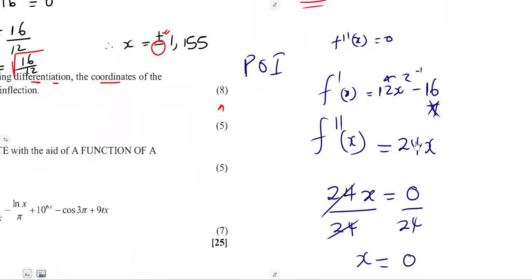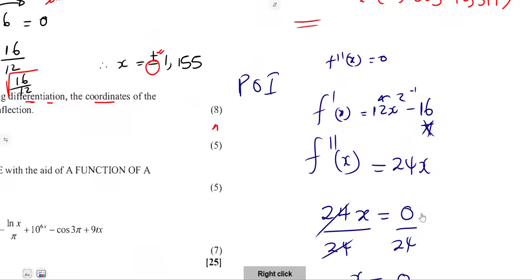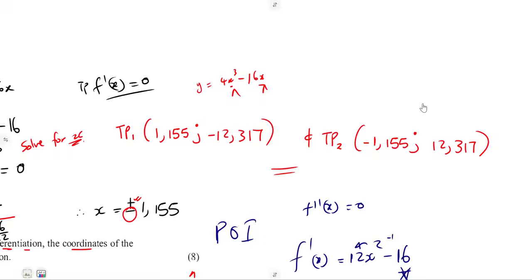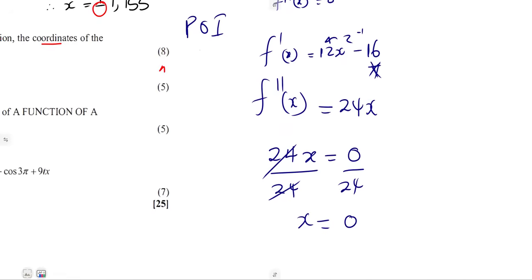You do the same, guys. You substitute this x into the original equation as it is. In place of x, you substitute a 0 there. So y is going to give you a 0 if you substitute properly. So our point of inflection is when x is 0, and at that point y is also 0. So that is it for the given function that we have there.